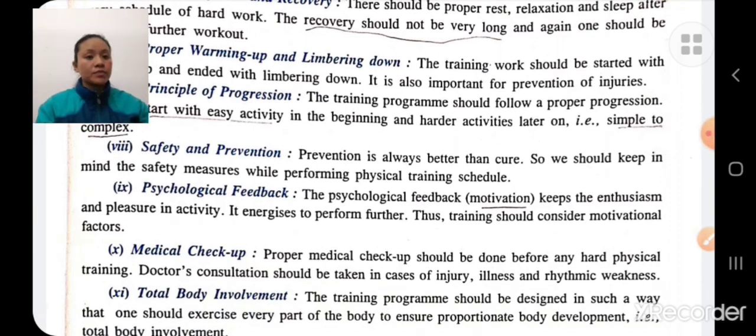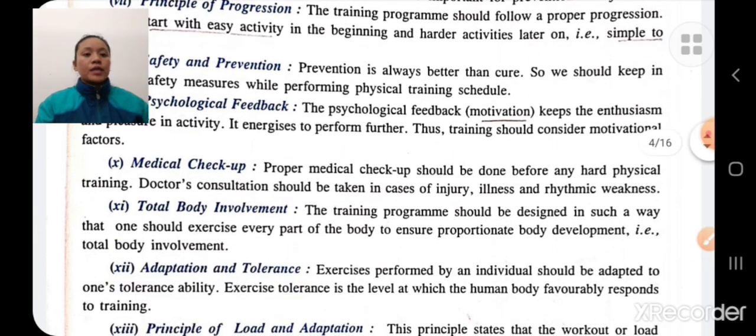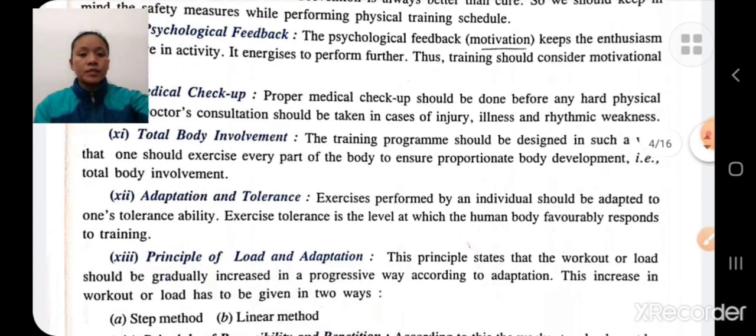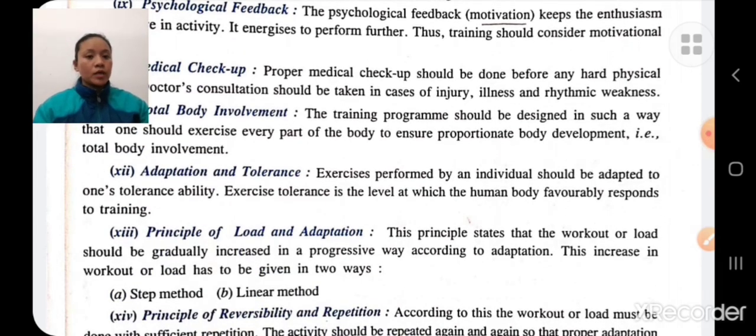Medical checkup. Before participating in training or competitions, have a proper medical checkup. If you are fit, then only participate. Doctor consultation should be taken if there is any injury or illness. Total body involvement. Our training program should be in such a way that our total body is involved. Adaptation and tolerance. Our training program should be according to the tolerance ability. Proper load and adaptation. Only after adaptation should we increase our load.